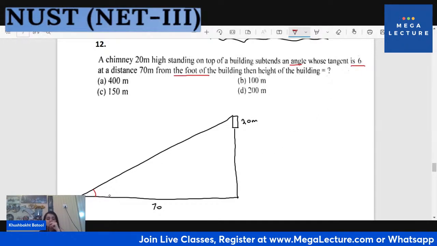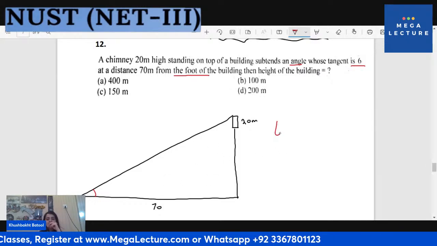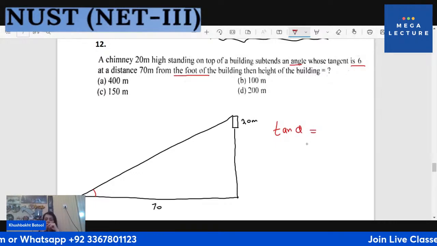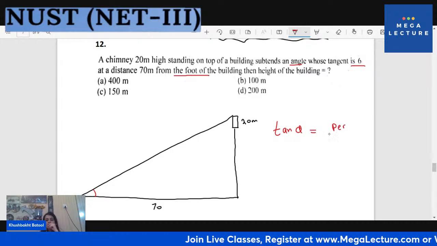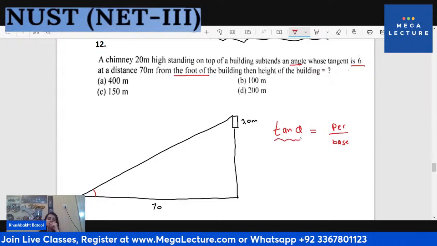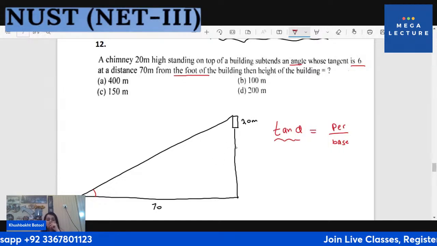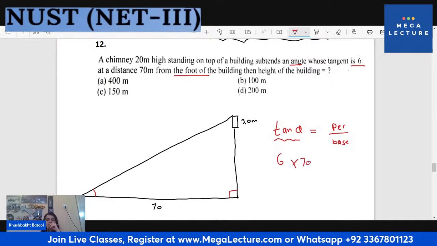Okay, so if we say tangent is 6, you need to think about it this way, that let's say it is tangent theta. Tan is basically what? It is perpendicular over base. So you don't know the angle, but this value is going to be 6. This is what you know. Okay, now you need to find the height of the building. All right, so first of all, you need to find out the perpendicular side. So this is 6 multiplied by the base.